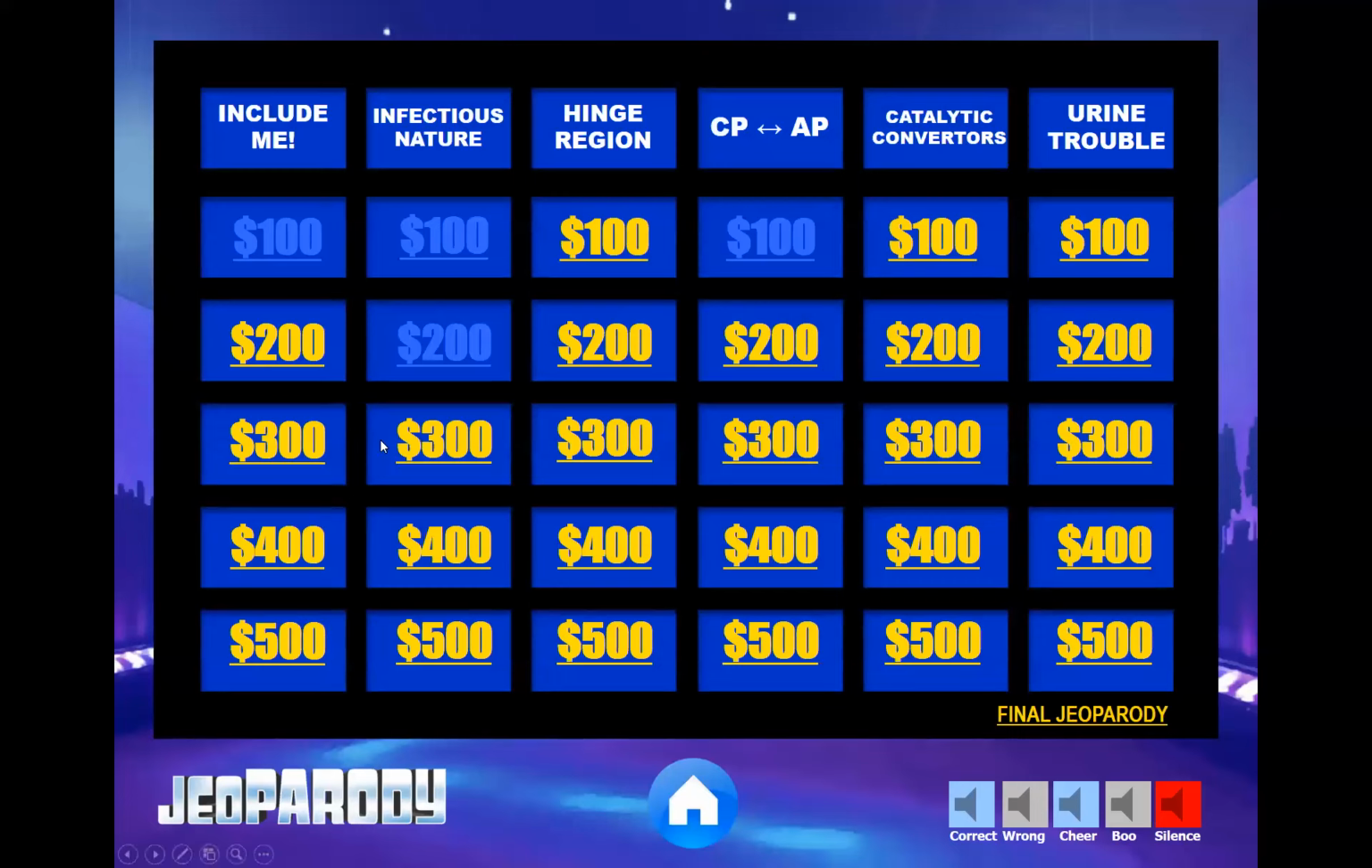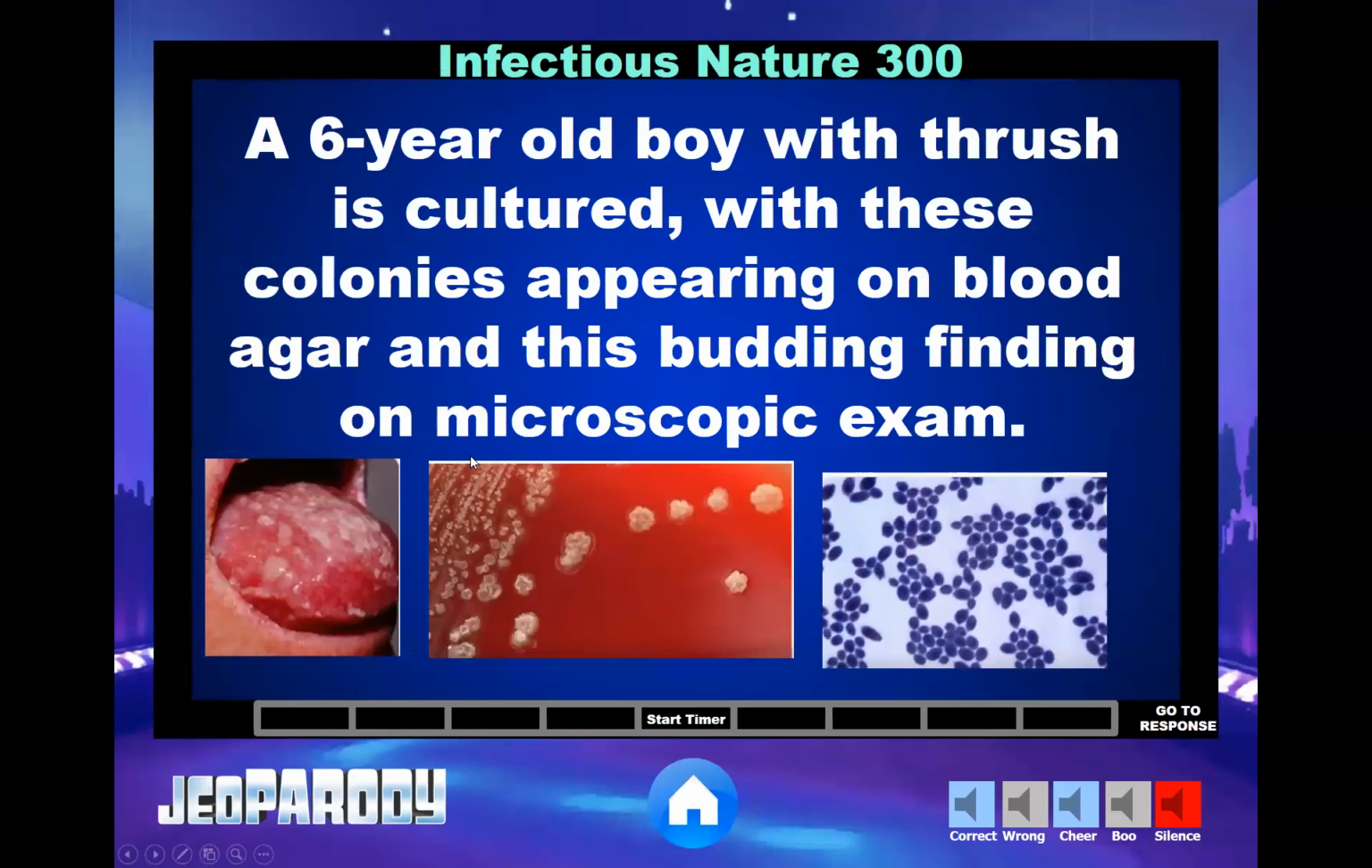Infectious for 300. Let's see what's in the middle of this category. This answer is: a 6-year-old boy with thrush is cultured with these colonies appearing on blood agar and this budding finding on microscopic exam. What's the most likely organism?